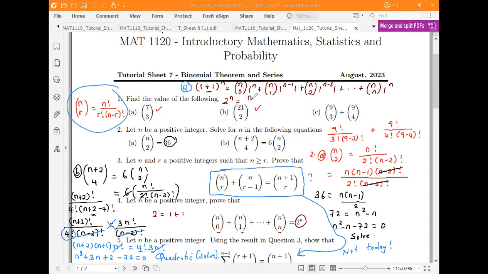Then on the right, you just remove the ones and keep the coefficients, nC0, nC1, nC2, up to nCn. Good. So all we needed to say is that we understand that 2 to the power n is just 1 plus 1 to the power n. Because remember, binomial expansion.